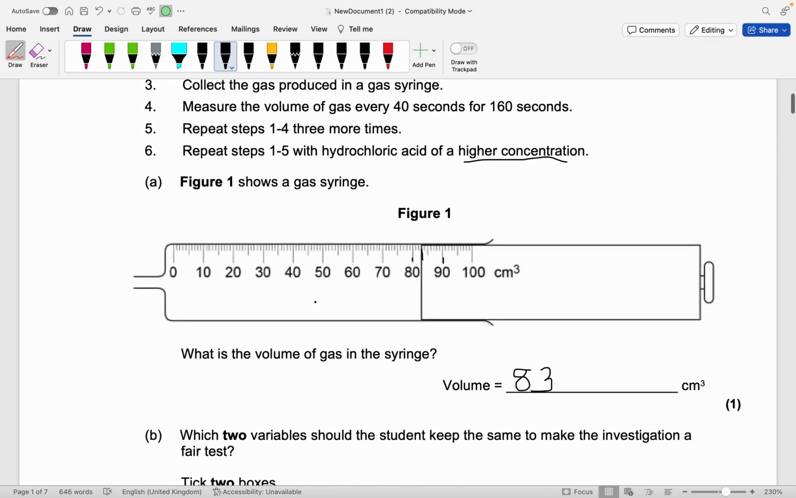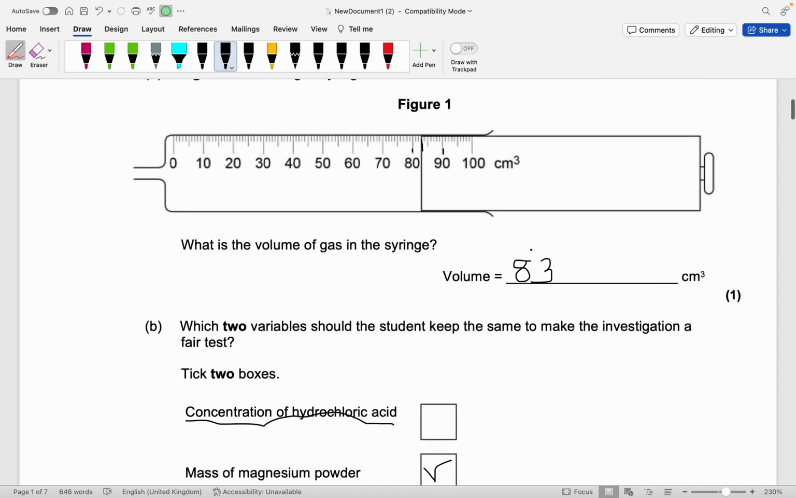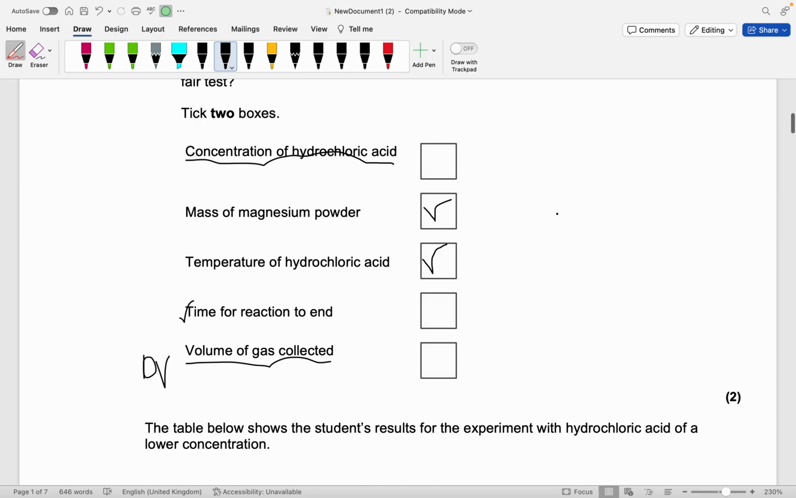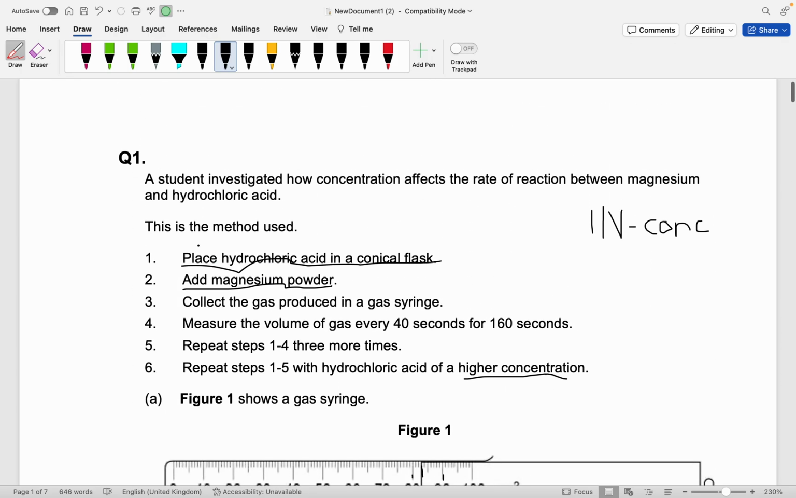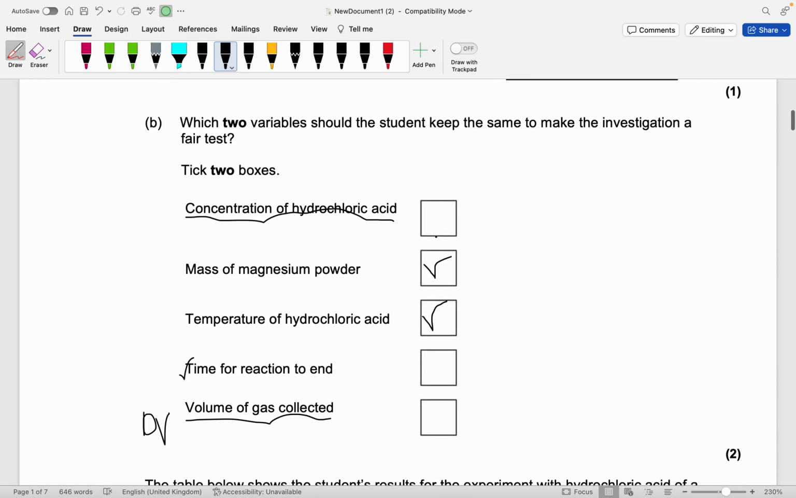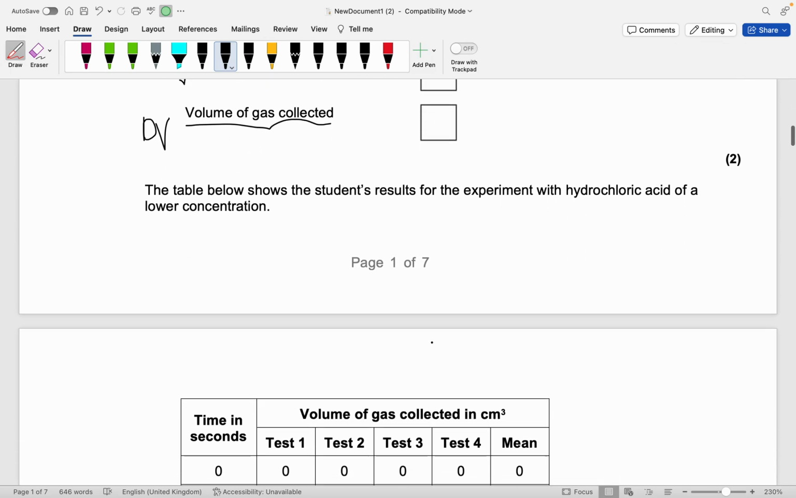Time for the reaction to end, because it says obviously that we're only going to measure it for 160 seconds anyway. So they're the only two things that we have got then that we're going to be able to use as our control variables. Another one we would definitely want to control would be the volume of our hydrochloric acid if we're changing the concentration. But it doesn't give that as an option, but that would definitely be another one that we would need to control.